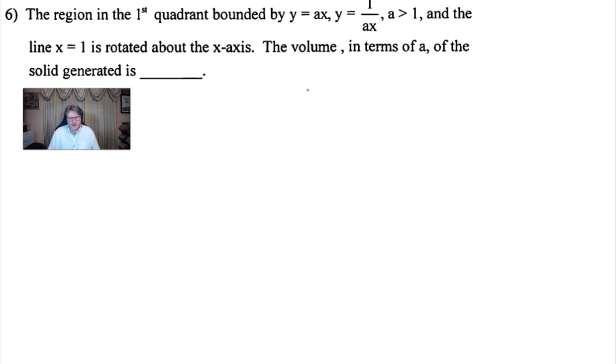So let's take a look at this problem. It says the region in the first quadrant bounded by y equals a times x, y equals 1 over a times x, where a is positive, and the line x equals 1 is rotated about the x-axis. We are to find the volume in terms of a.